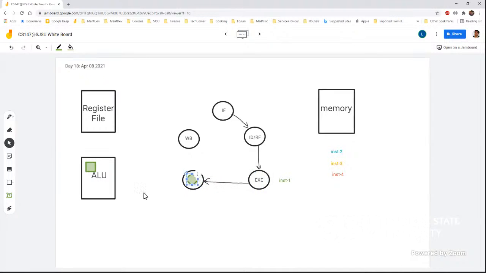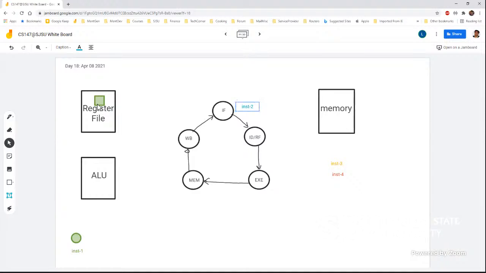Let's say it has something to do with the memory, so it involves the memory as a resource. Then write back involves the register file as a resource, and the execution moves from here to there. After that, instruction 1 is done, and the processor moves to fetch the next instruction.